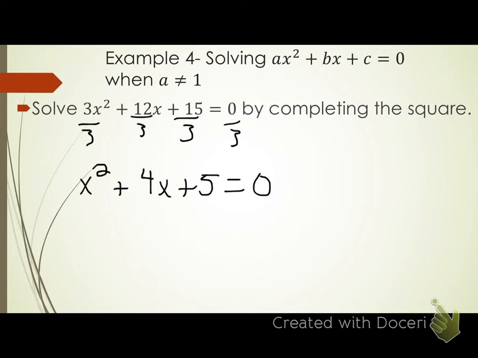No, they're not, are there? So this is probably a pretty good problem to use completing the square on. Is my left-hand side x squared plus bx? No, so what do I need to do? Subtract 5 on both sides. X squared plus 4x equals negative 5.